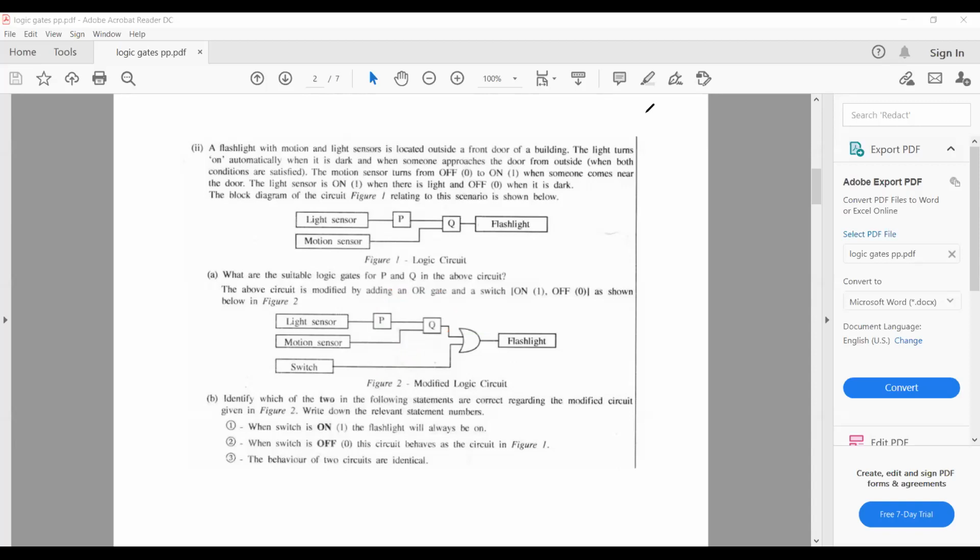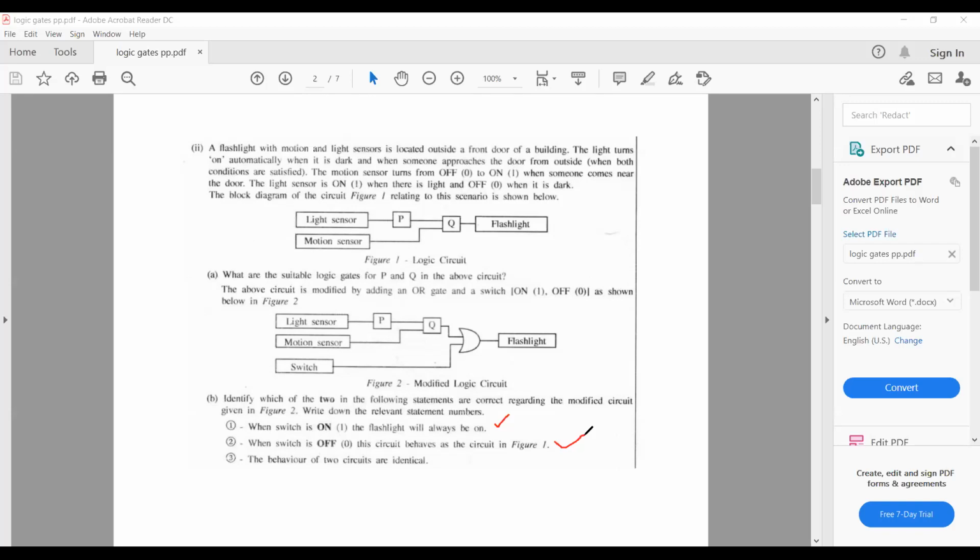We'll see the statements. When the switch is on, the flashlight will always be on. Yeah, that is correct. Then, when the switch is off, this circuit behaves as the circuit in figure 1. Yeah, that is also correct. The behavior of the two circuits is identical. No, because of the switch, it is different. So the first two are correct.